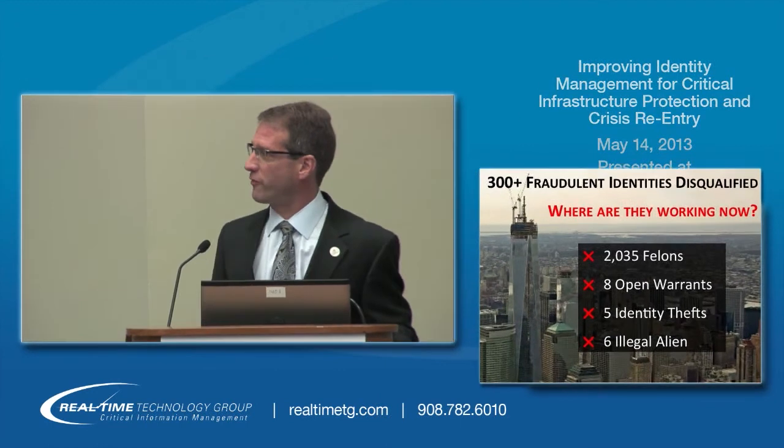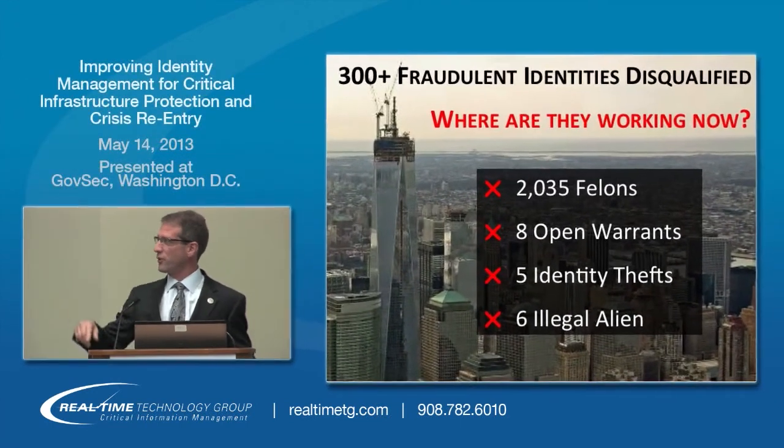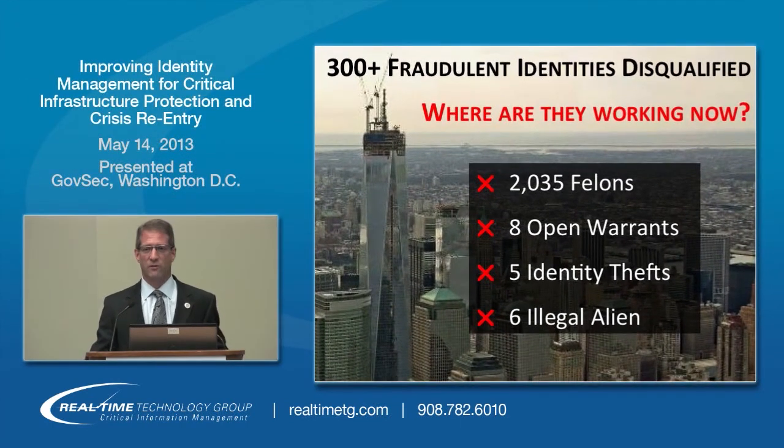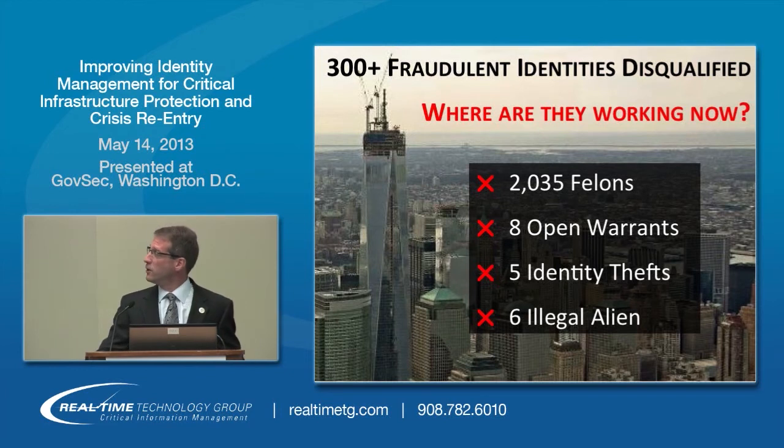That's probably the most horrifying, but we've also found over 2,000 felons disqualified by the federal criteria, CFR 1572. We found open warrants. We found people that stole other people's identities. We had an identity theft case that was going for 13 years until they collided at World Trade, the real John Doe with the fake John Doe.